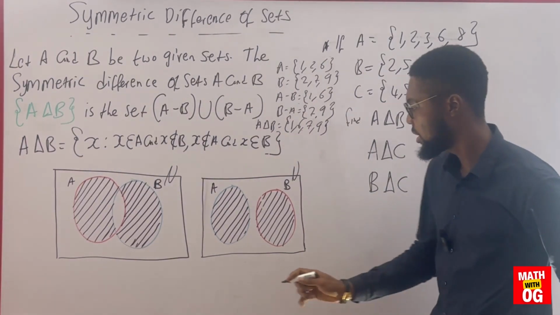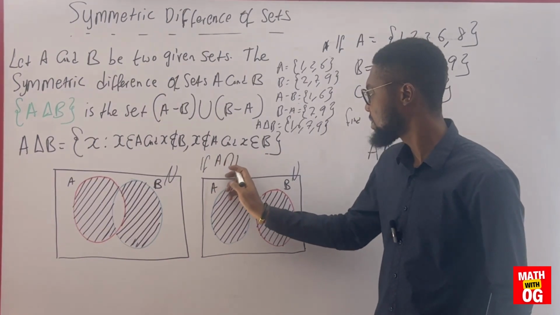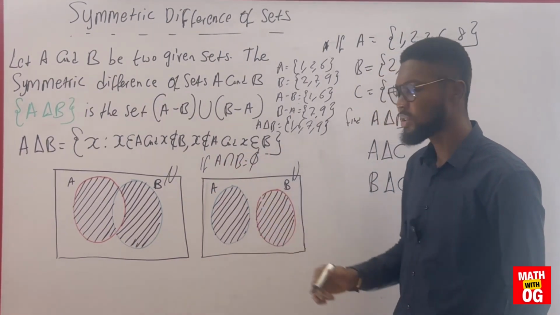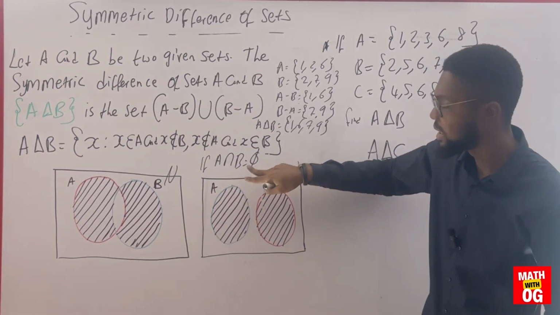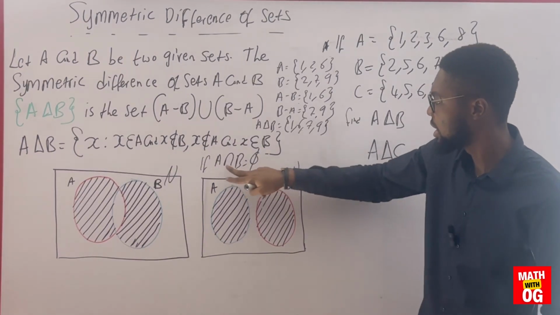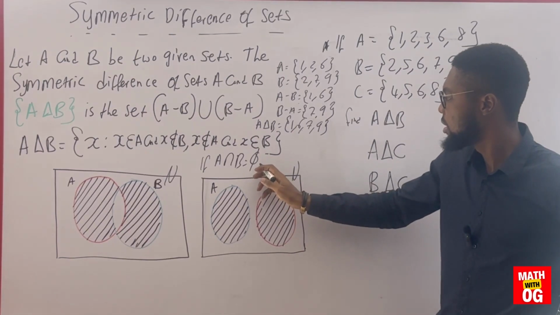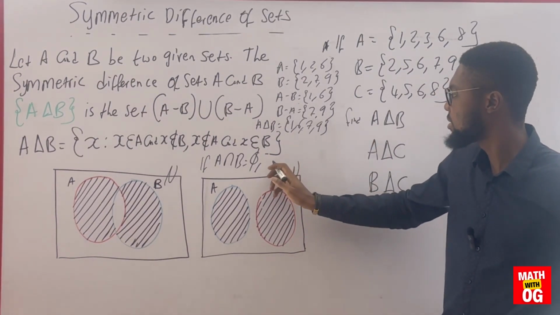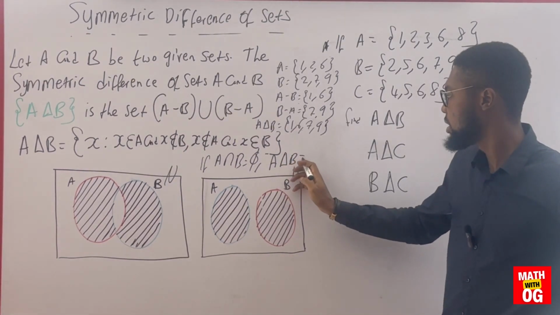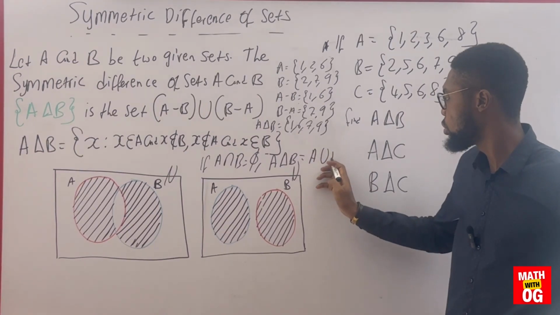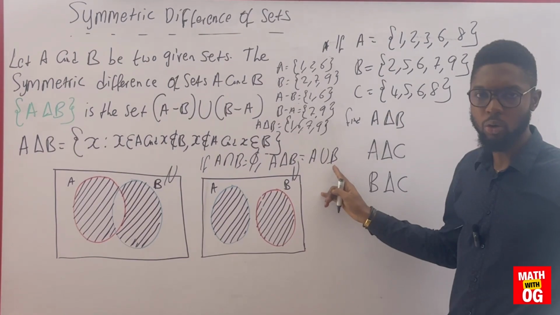So here I can say, let's write it here, if A intersect B gives us the empty set, that means A and B are disjoint sets. If A and B are disjoint sets, then the symmetric difference of A and B is equal to A union B.